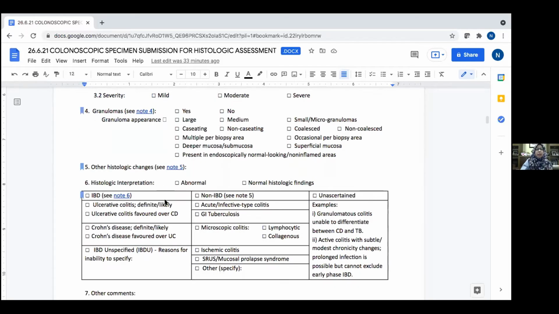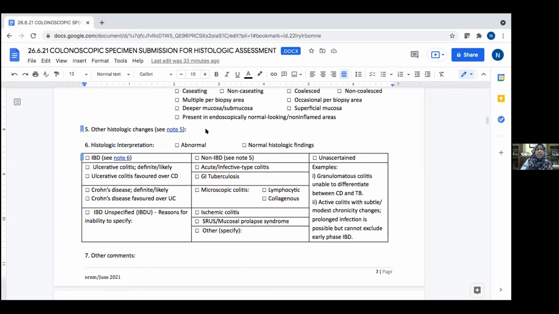Okay, so section 5, any other histologic changes, which is covered together with the non-IBD cases, I will cover in note 5. And in note 6, if you have decided that it's a case of IBD or you think it's IBD, then you try to say whether it's definite or likely or favoring UC over CD, or whether it's a case of possibly likely Crohn's disease, or if not, you feel that it's likely CD over UC, and maybe you make some comments.